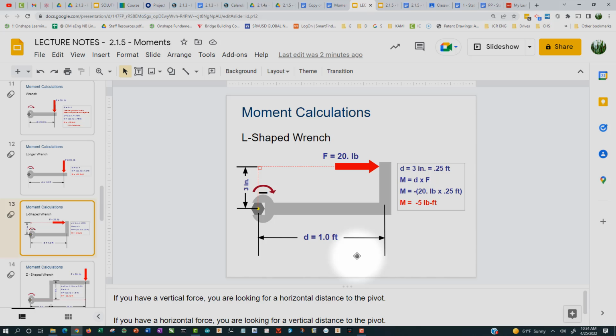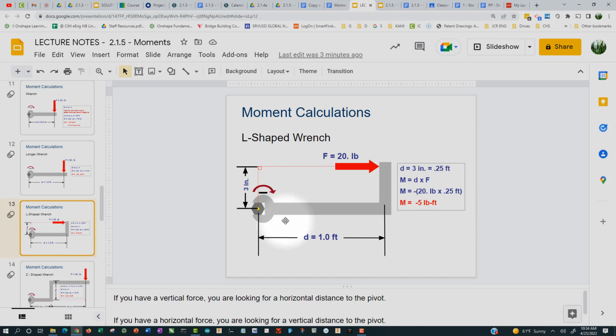Okay, here's a different type of problem. So we've got an L-shaped wrench. The bottom line is that the torque is equal to the distance here, which is 3 inches. We take it into a foot here, 0.25. And then we do the product, so we get, ignoring the direction for a minute, we have 20 pounds of force. We know that. That's the easy one.